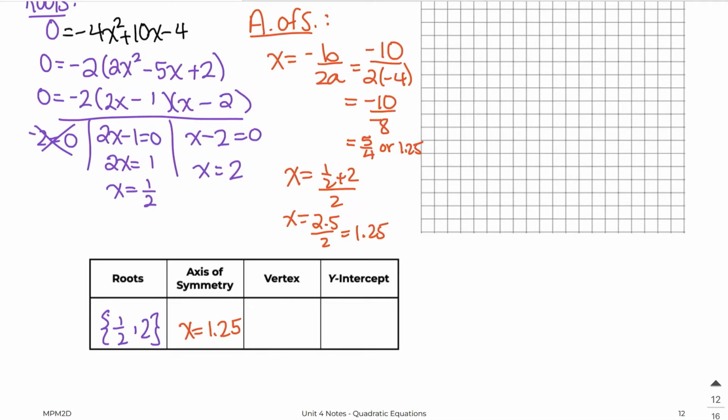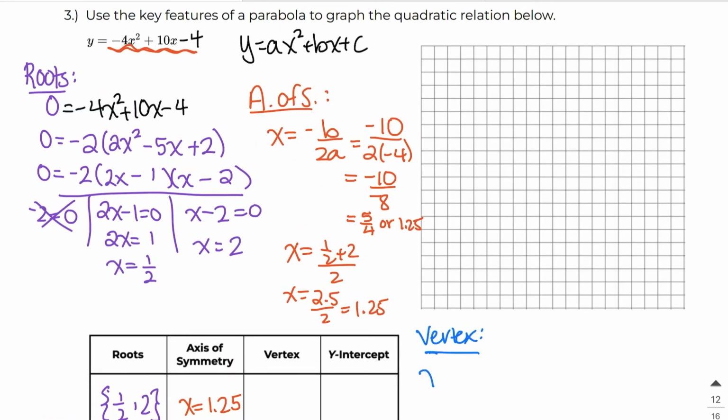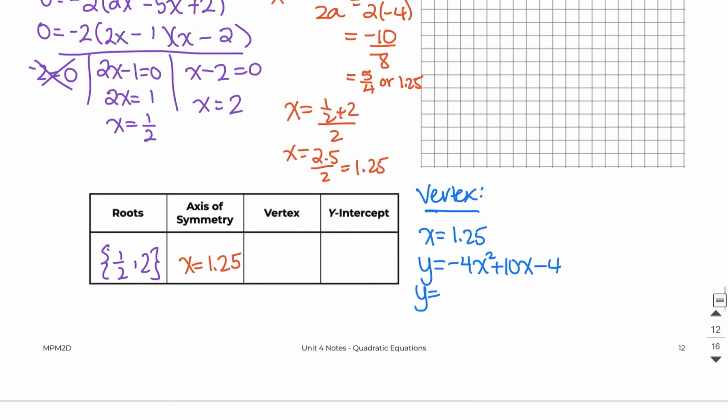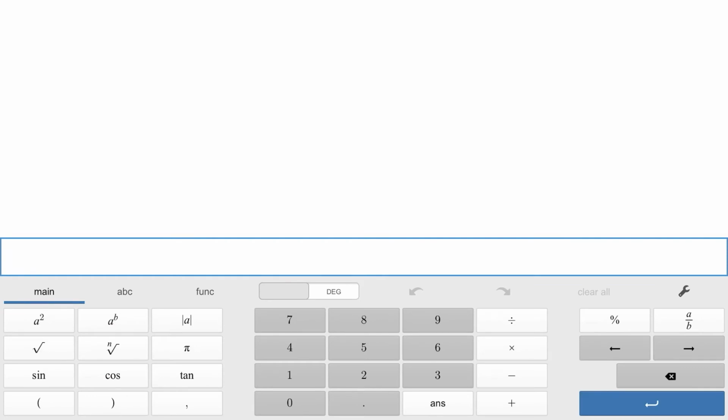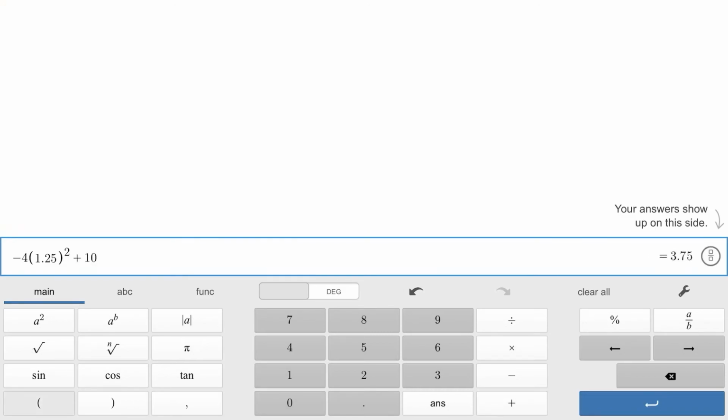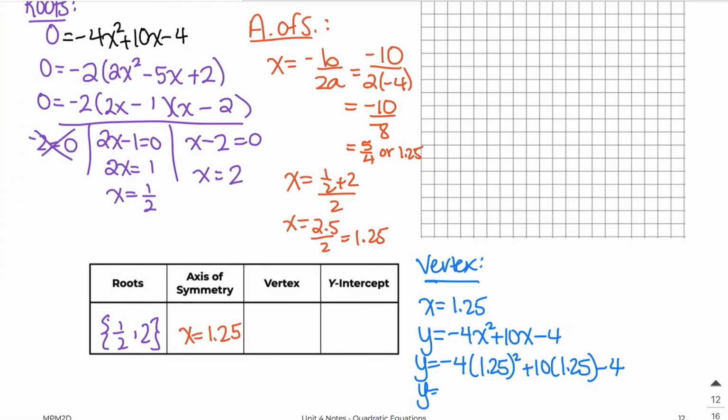Okay, now to find the vertex, I take my axis of symmetry, which is x equals 1.25, and I plug that into the equation for the parabola. So every time I see an x, I'm going to replace it with 1.25. Now, the skill that we're working on is not calculating, but just identifying key features of our parabolas. So I'm going to literally type this in exactly how I see it. So -4 times 1.25 squared plus 10 times 1.25. And then I'm going to write down the -4 at the end. And here I get 2.25. So here y is 2.25, which means that my vertex right here would be 1.25, 2.25.